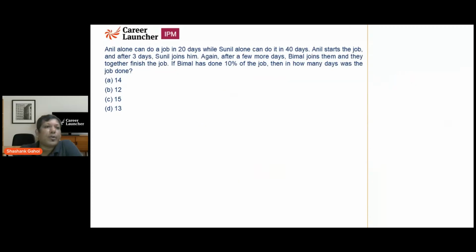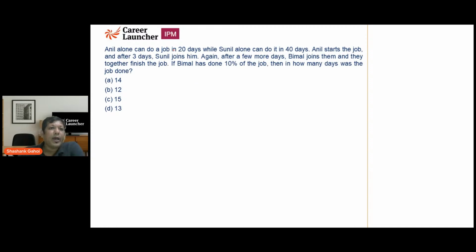Now, let's look at this one. Anil alone can do a job in 20 days, while Sunil alone can do the job in 40 days. Anil starts the job. After 3 days, Sunil joins him. Again, after a few more days, Bimal joins them and they together finish the job. In how many days is the work done?